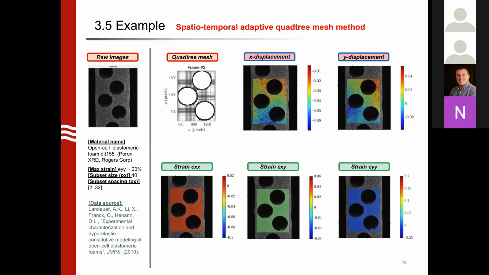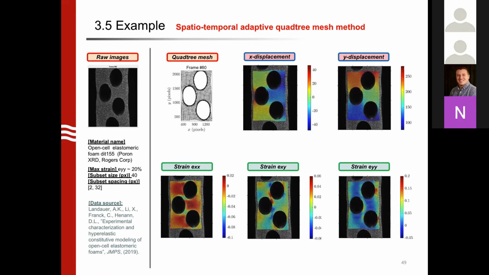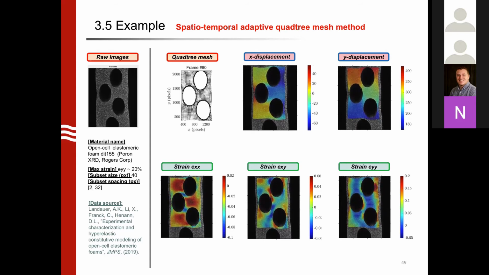Another strength is that it can solve not only uniform mesh specimens but also very complex geometry. Here is one example of a specimen under tension with multiple holes. You can apply an adaptive mesh, so here I apply a quadtree adaptive mesh. You can see the displacement fields and the strain fields can be solved very accurately.